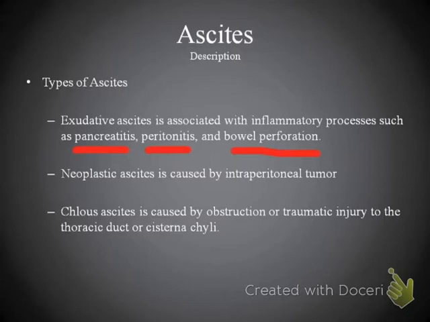Many times I've seen people with pancreatic cancer or hepatic cancer actually wind up having tons of ascites, and other diseases as well can actually cause this. Chylous ascites is caused by obstruction or traumatic injury to the thoracic duct or cisterna chyli. And so this is very important to know as well, what chylous ascites can actually be caused by. And so just keep those two things that can cause it in mind as well.